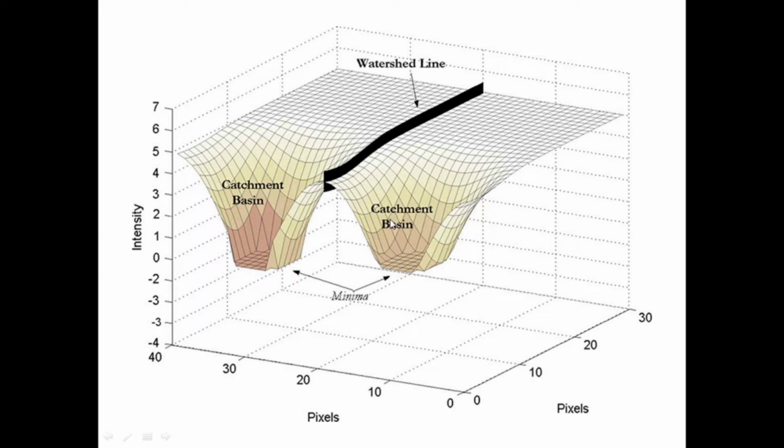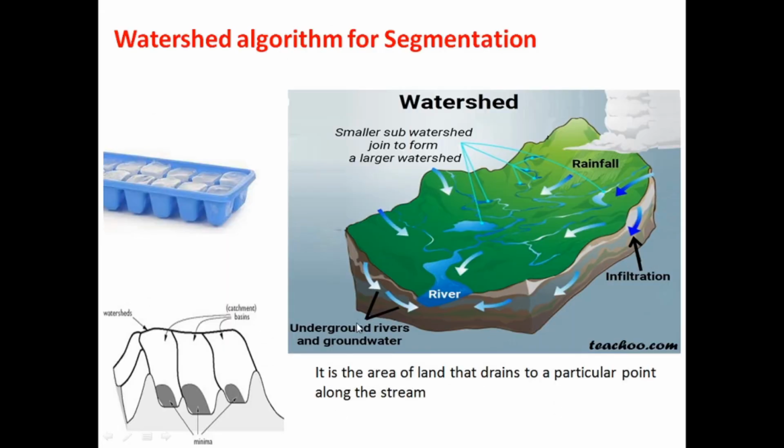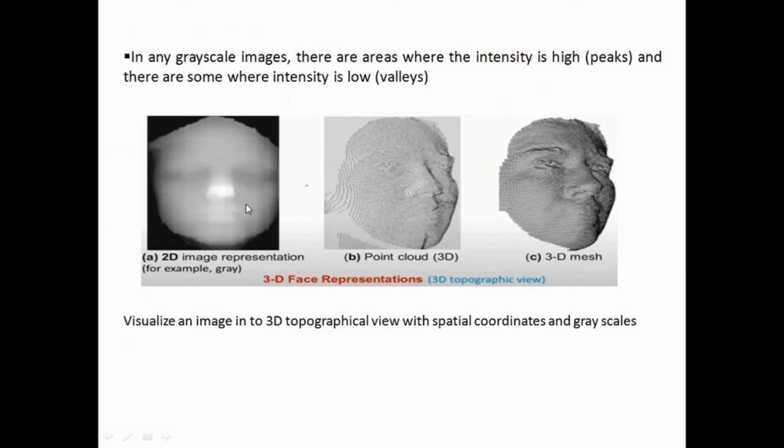I have here one catchment basin, but sometimes we may have two or three catchment basins at a point on certain land areas. So this is the topographic view of this watershed. In this grayscale image, there are certain areas where I have high intensities. These high intensities are nothing but the peaks in this image, and the image also has low intensities or low brightness. Whenever there is low intensity or low brightness, we call it a valley here.